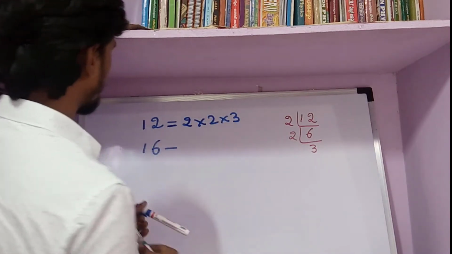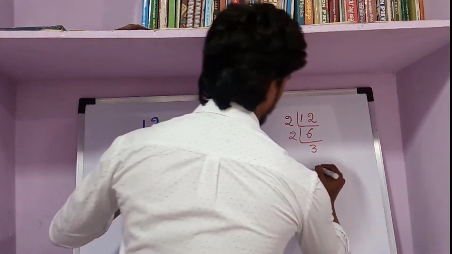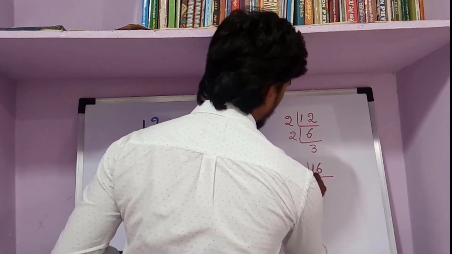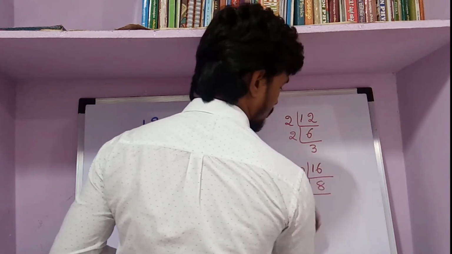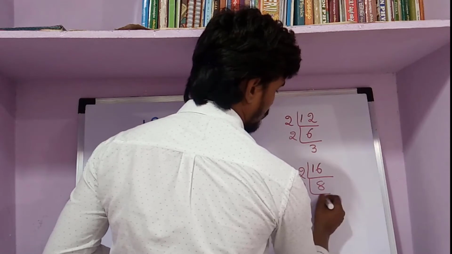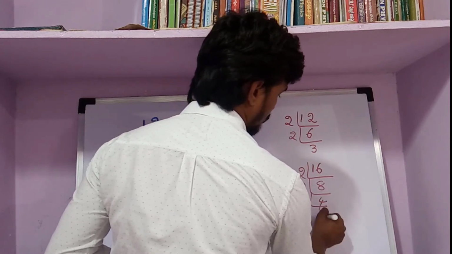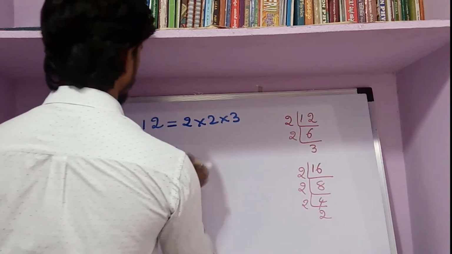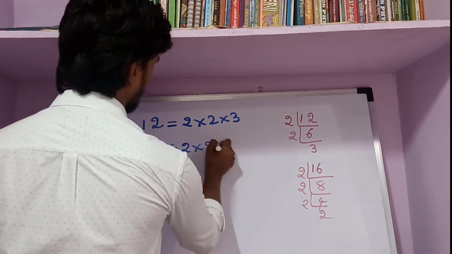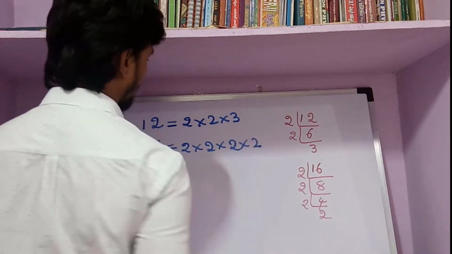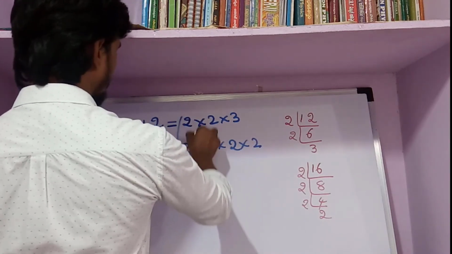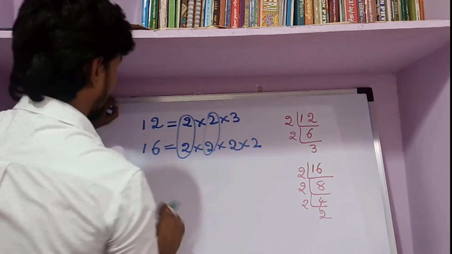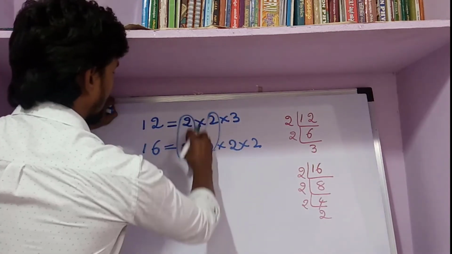Now find the prime factors of the 16. So 16 is divisible by 2. 2 eights are 16. Again 2 fours. Again 2 twos. So we got the 2, a prime number. So we can write here 16 equal to 2 into 2 into 2 into 2, right? Now these two numbers are common here, 2 2, and these two are common here. Now we have to take the common numbers.